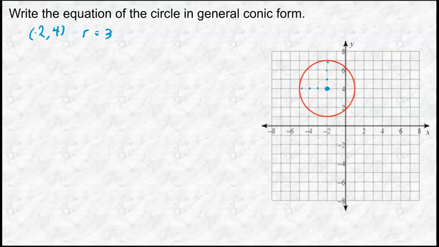Now what I'm going to do is place that into standard form. Since a negative and negative make a positive, that's x plus 2 squared. Then that's a positive 4, so that stays y minus 4 squared. Then 3 squared is 9. Now I'm going to start the process of converting it to general conic form. The first part of the process is to expand these squared terms and then distribute them.